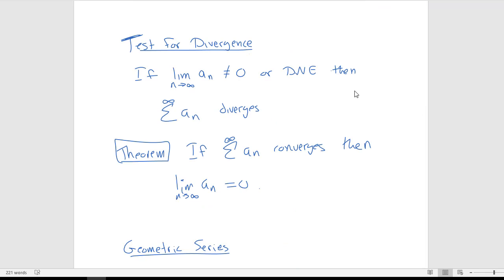Now, right after we discussed that, we wrote the test for divergence, where we said if the terms of the series don't go to 0, the series will diverge. And what we cautioned ourselves on was that there was a theorem in the textbook that says that if the terms do go to 0, we aren't guaranteed convergence. So we want to be really careful here. The converse of this theorem is not necessarily true. So if the terms don't go to 0, the series definitely diverges. But if the terms do go to 0, I am not guaranteed convergence.